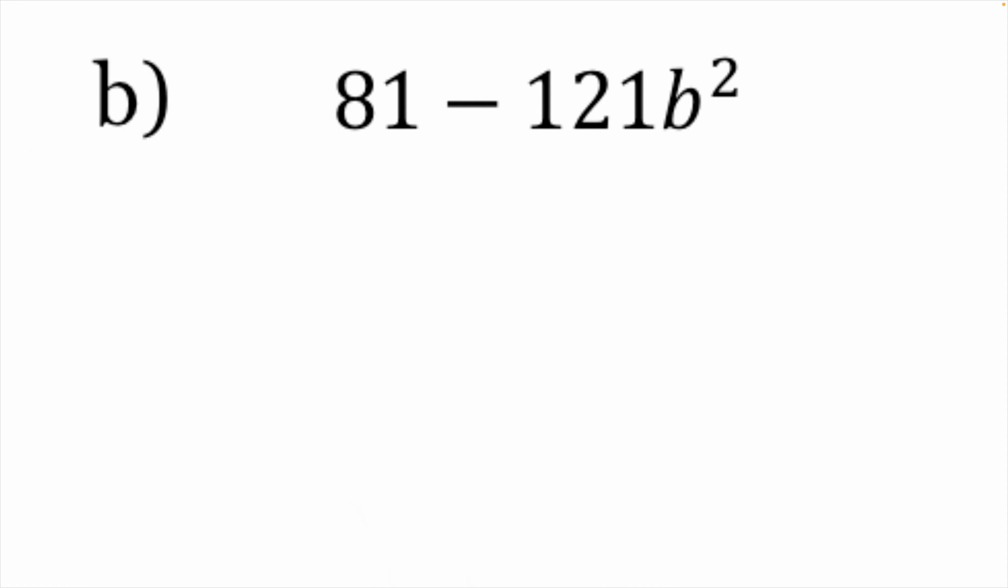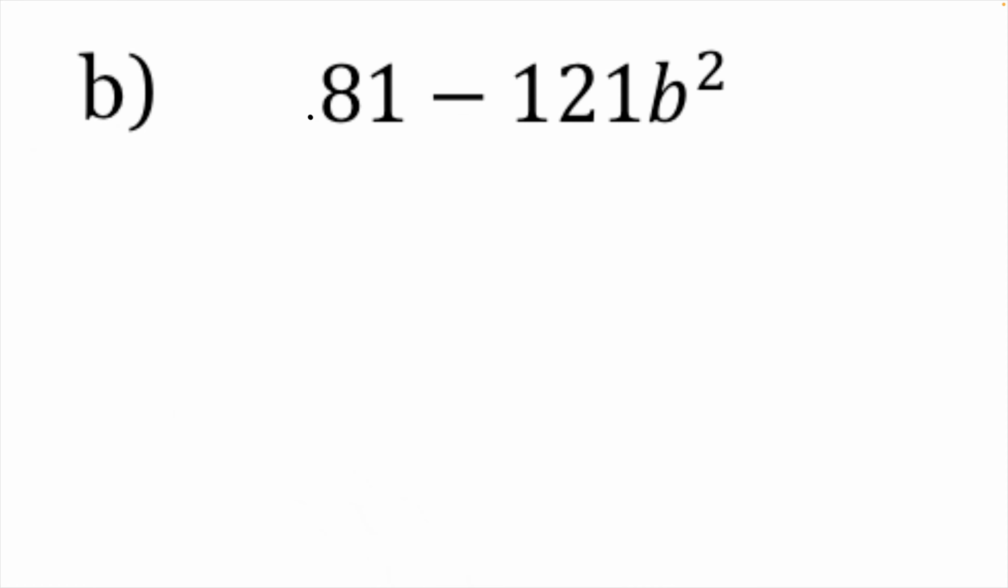Okay, so let's go. Does it follow the 3 conditions? First condition, is it a binomial with a subtraction in the middle? Yes. Is the biggest power an even number? Yes. 2, right? 2 is the biggest power. Do the numbers have square roots? So 81 and 121, do they have square roots like 1 times 1, 2 times 2, 3 times 3? Well, 81 has 9 times 9, right? What about 121? 11 times 11. So we're good. This one is difference of squares. They won't all be, but this one is.